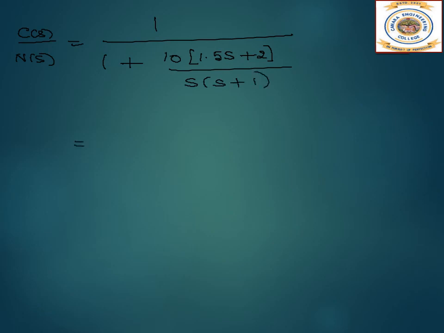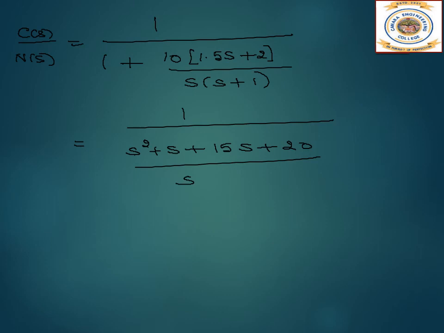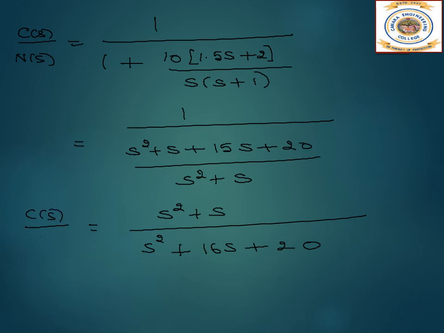So taking common denominator over here, 1 divided by s into, or s square plus s plus, this will become 15s plus 20 divided by s square plus s. So this s square plus s will go to the numerator, divided by s square plus 16s plus 20. So this is C of s by N of s. This is how we need to proceed to find the answer for this particular given question.